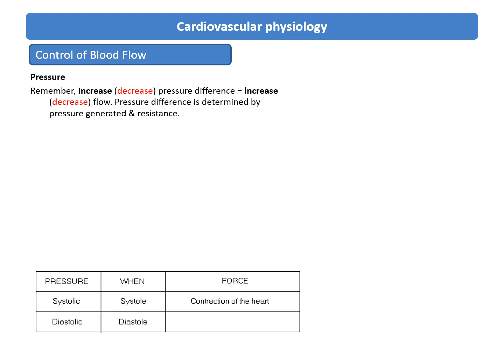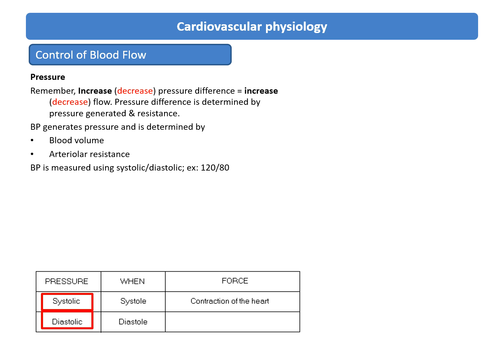Pressure. Remember that an increase in pressure difference equals an increase in flow. Pressure differences are determined by the pressure generated and the resistance. Blood pressure generates pressure. Blood pressure is determined by blood volume and arteriolar resistance.